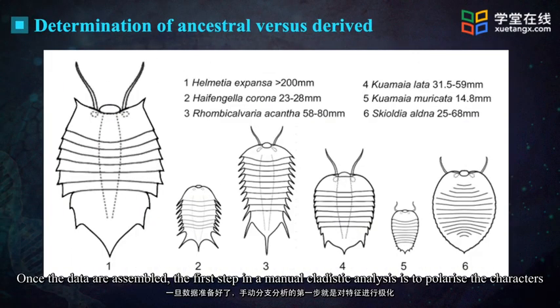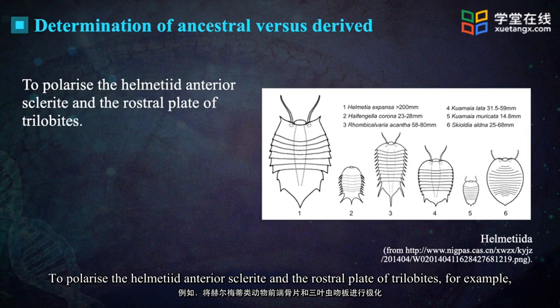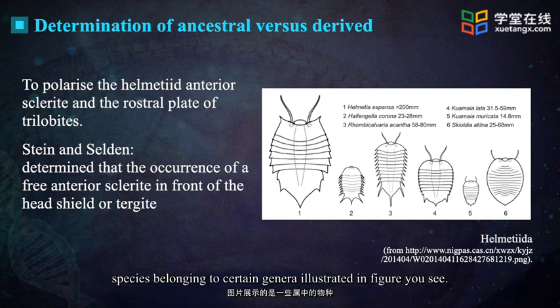Once the data are assembled, the first step in the manual cladistic analysis is to polarize the characters. That is, to determine whether particular character states are ancestral or derived. To polarize the helmetid anterior sclerite and the rostral plate of trilobites, for example, Stein and Selden (2011) determined that the occurrence of a free anterior sclerite in front of the head shield or tergite was exhibited by the most recent common ancestor of Helmetida, species belonging to certain genera, illustrated in the figure you see.